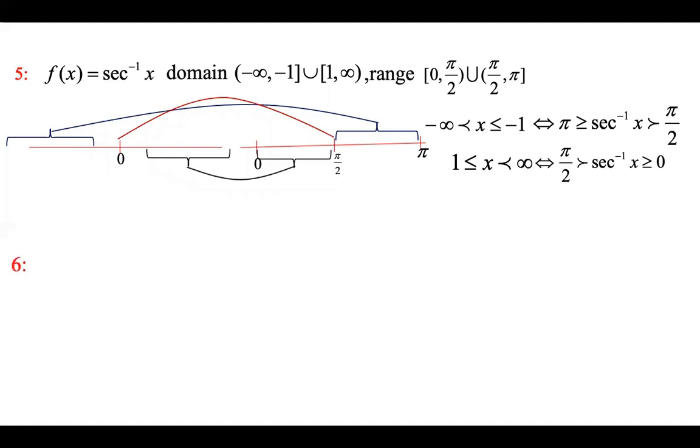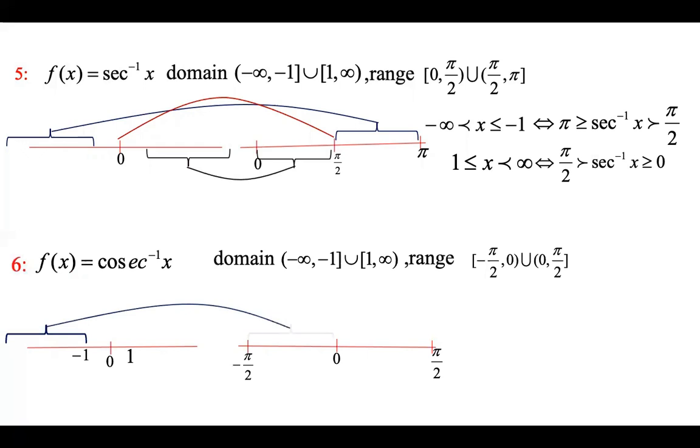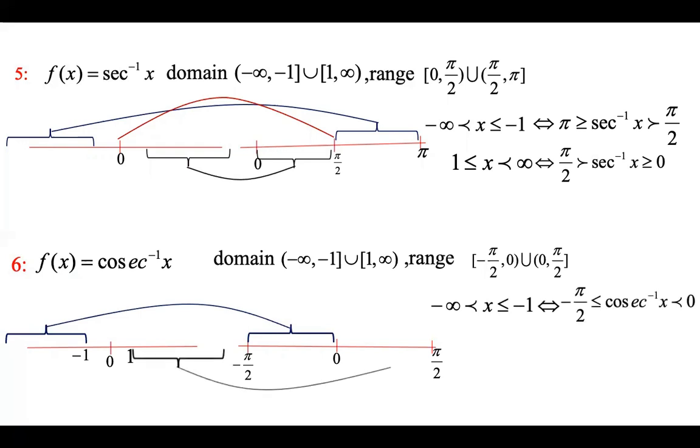Okay, right. So cosecant inverse of x: the domain is minus infinity to minus 1, union 1 to infinity, and its range is minus pi by 2 to 0, union 0 to pi by 2. So this is the domain part, this is the range part. How it transforms, let us see. The left side part, minus infinity to minus 1, will be transformed to minus pi by 2 to 0. And the right side part, 1 to infinity, will be transformed to 0 to pi by 2.